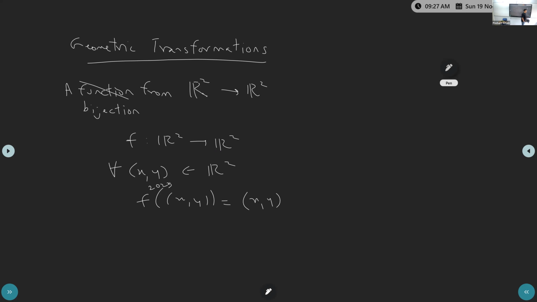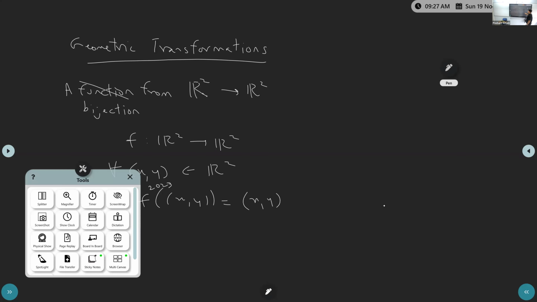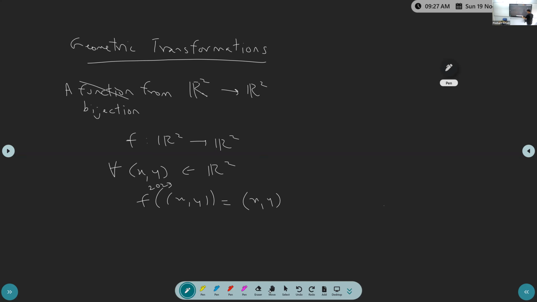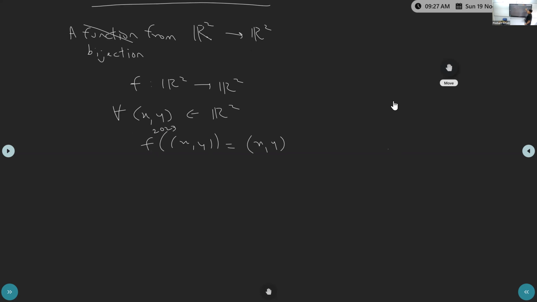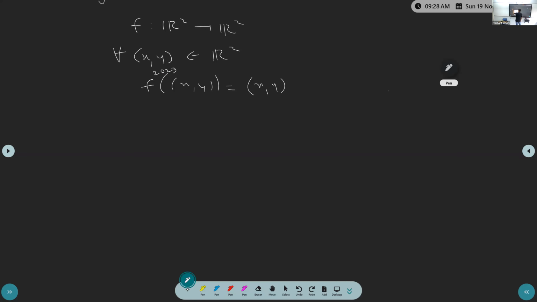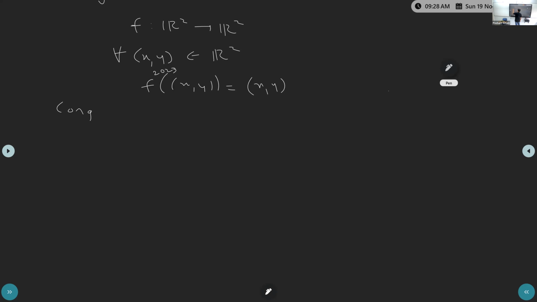So then we are ready to start asking what kind of functions we are interested in, what will help us. And we are talking about geometry. So we start to classify the functions in two categories. And the first category we are going to talk about is called congruence transforms. So the first category is what you call congruence transform.